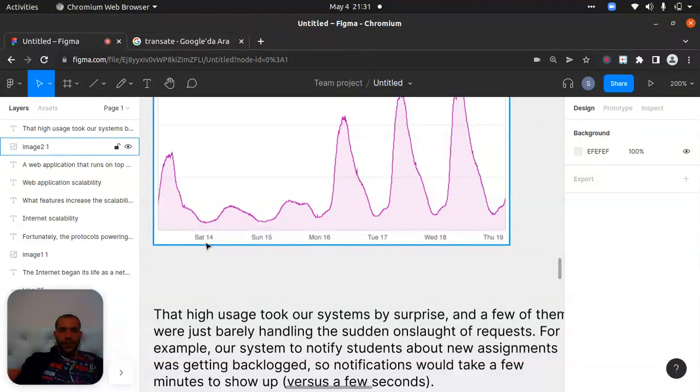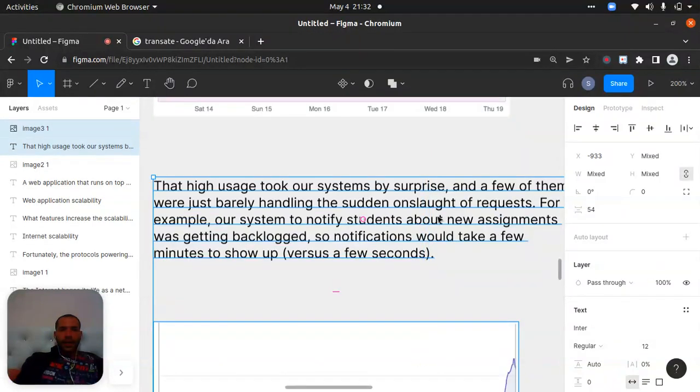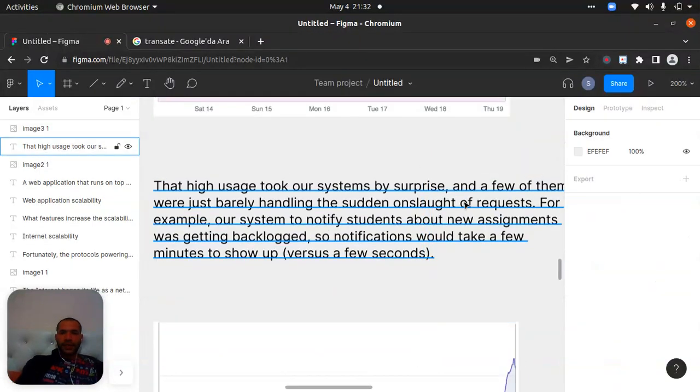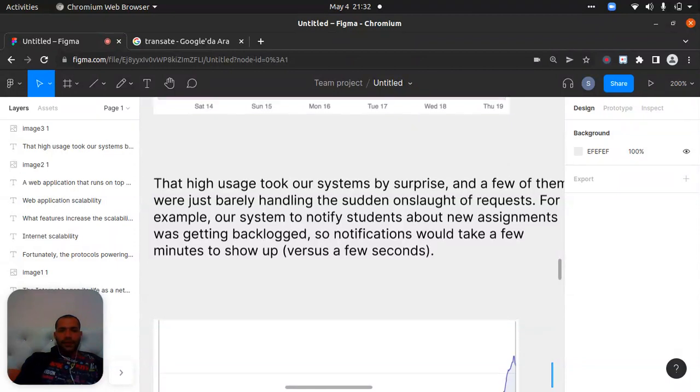COVID-19 time. Look how it's growing, going up and up. That high usage took our system by surprise, and a few of the systems were barely handling the sudden onslaught of requests. For example, our system to notify students about new assignments was getting backlogged. So notifications would take 5 minutes to show up versus 5 seconds.